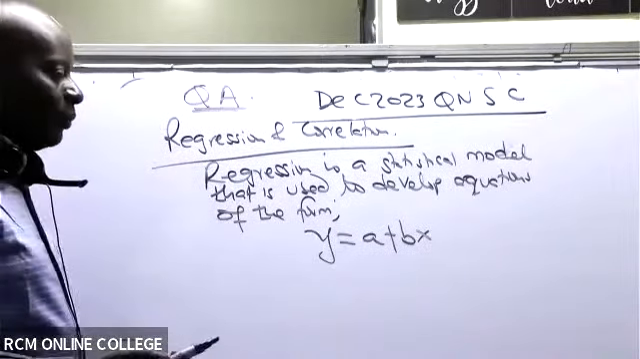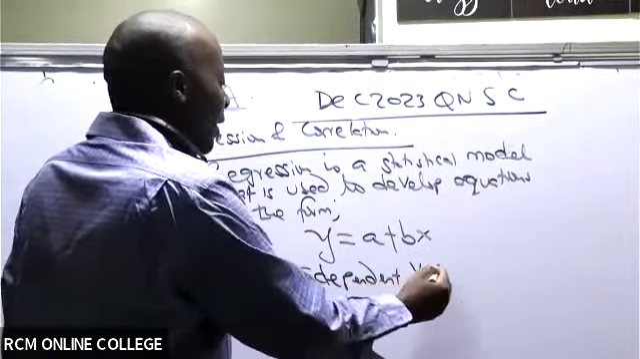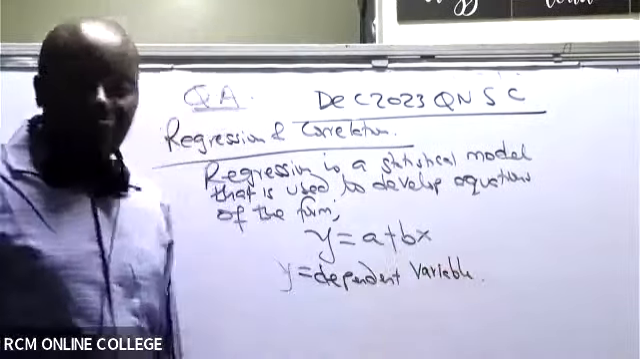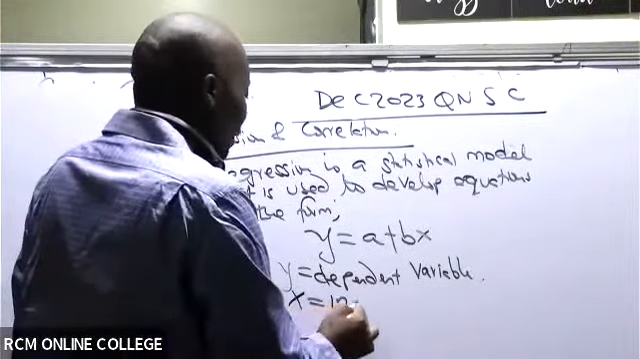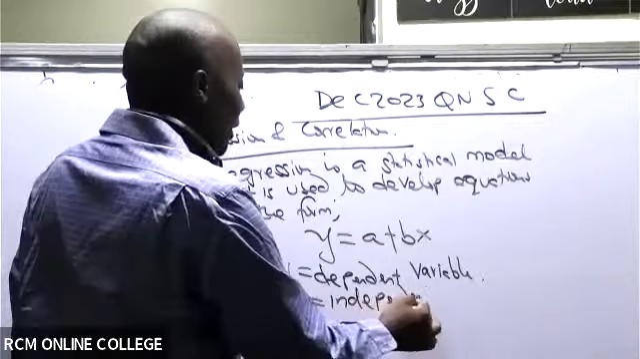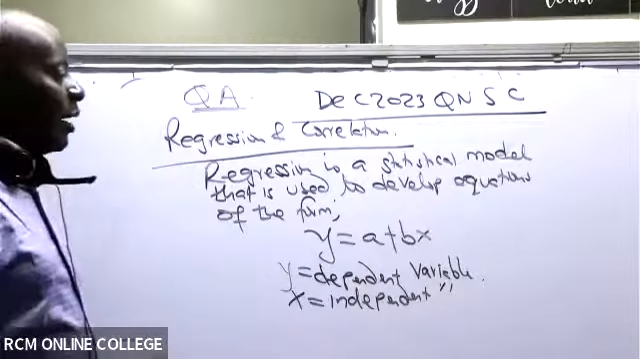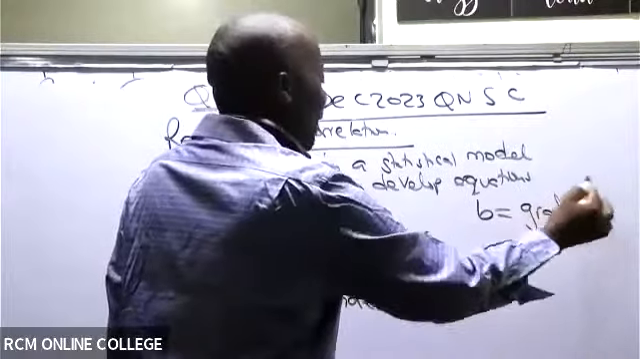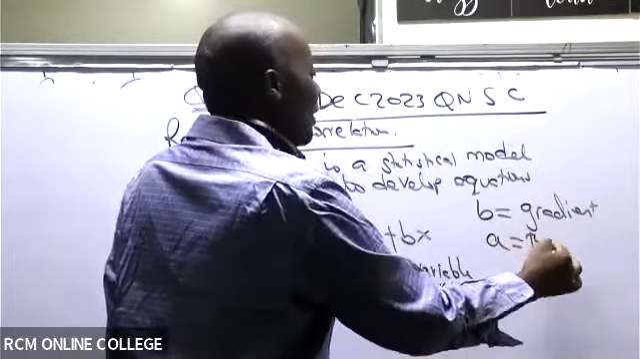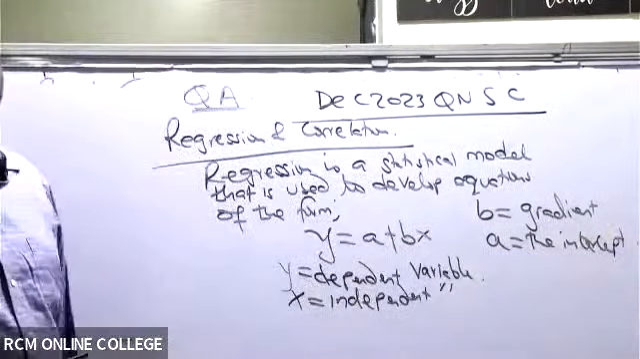All right? Remember that this y is what we call the dependent variable. Then we have x. X is what we call the independent variable. Then we have b. B is the gradient, and a is the intercept. A is the y-intercept, or just the intercept.